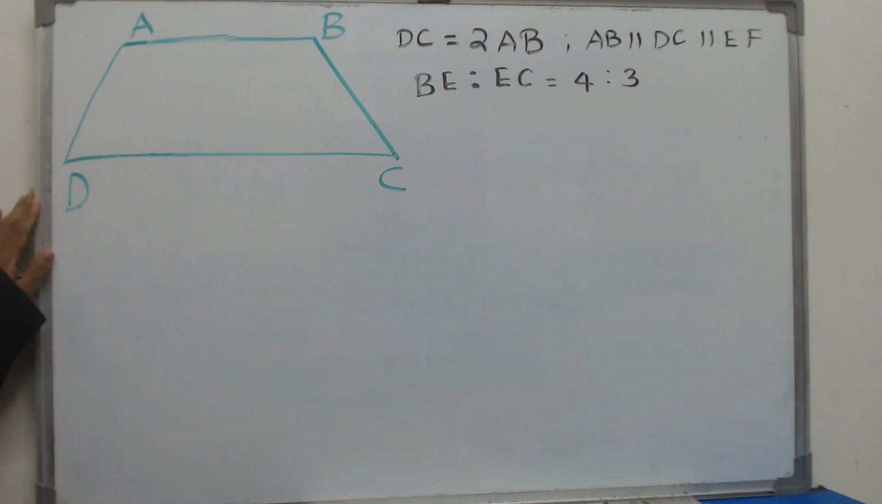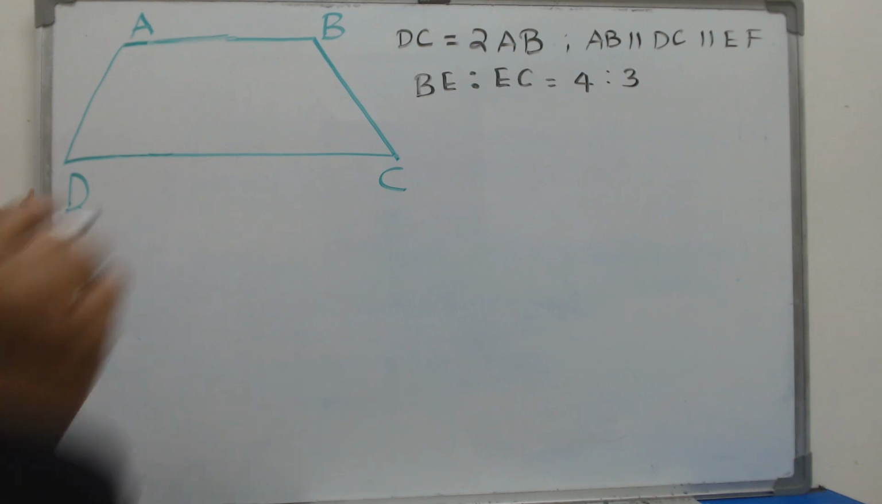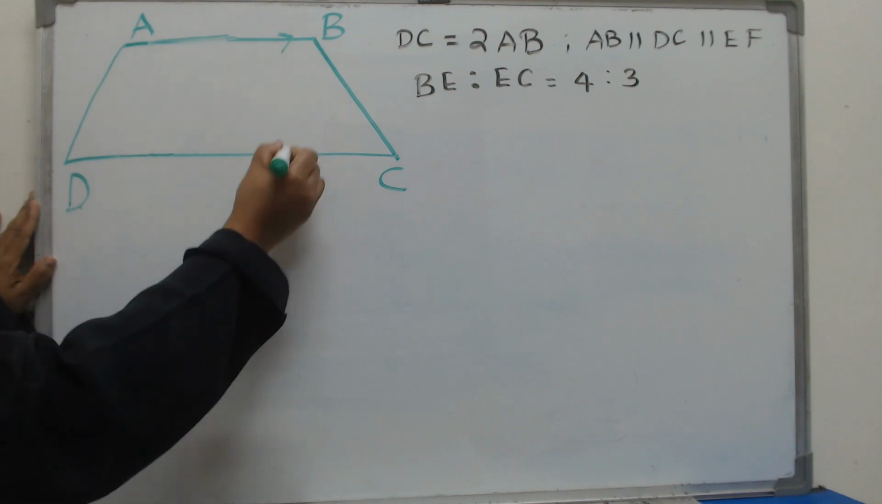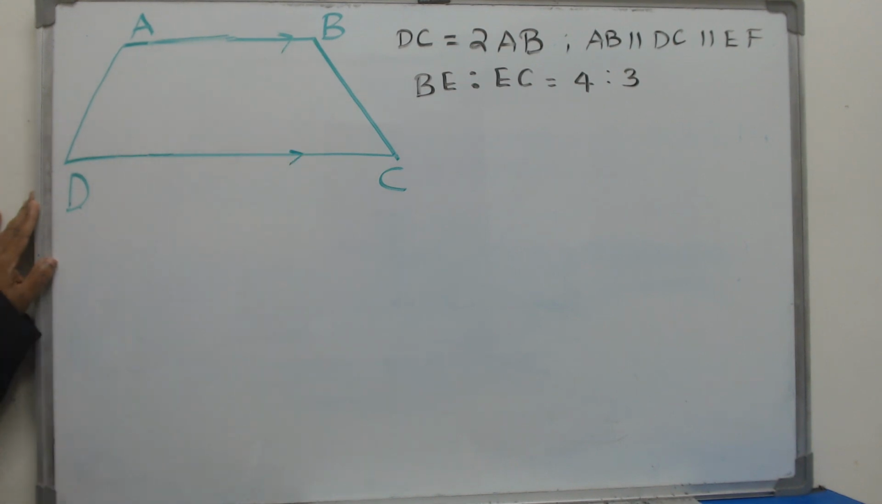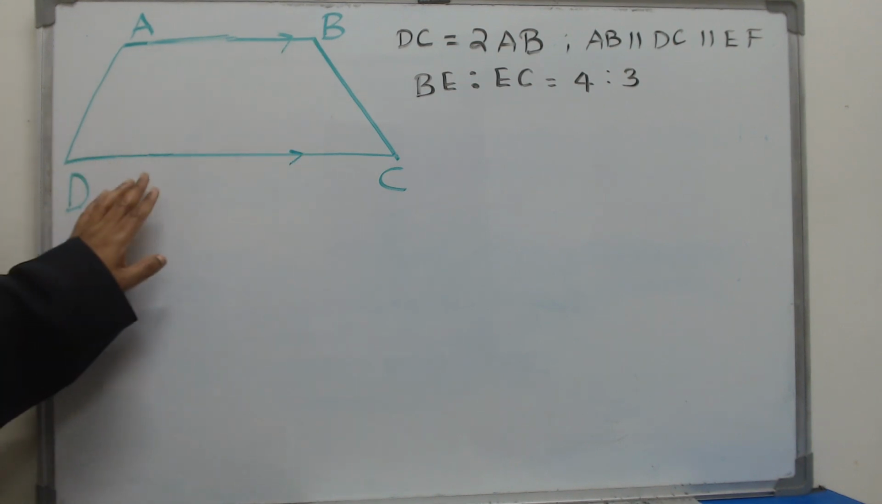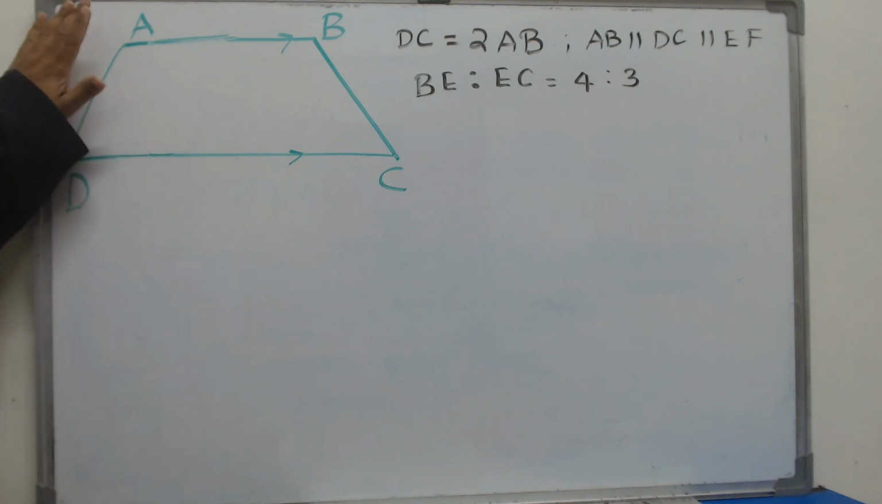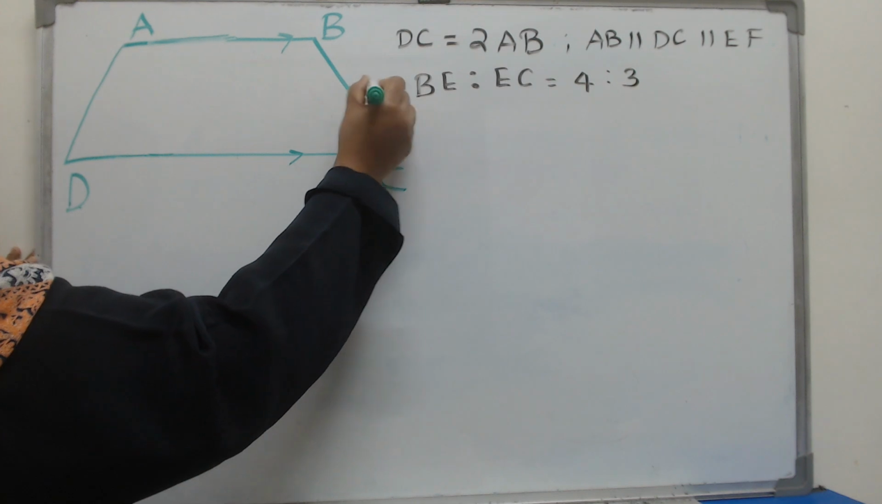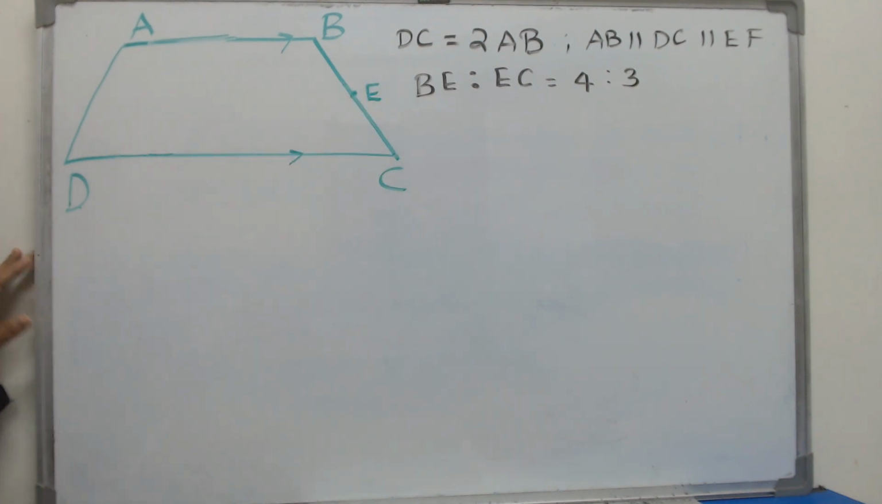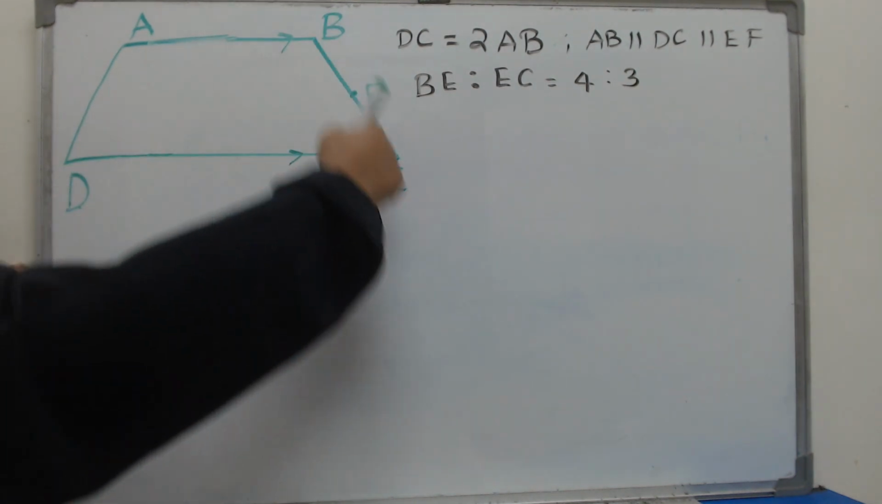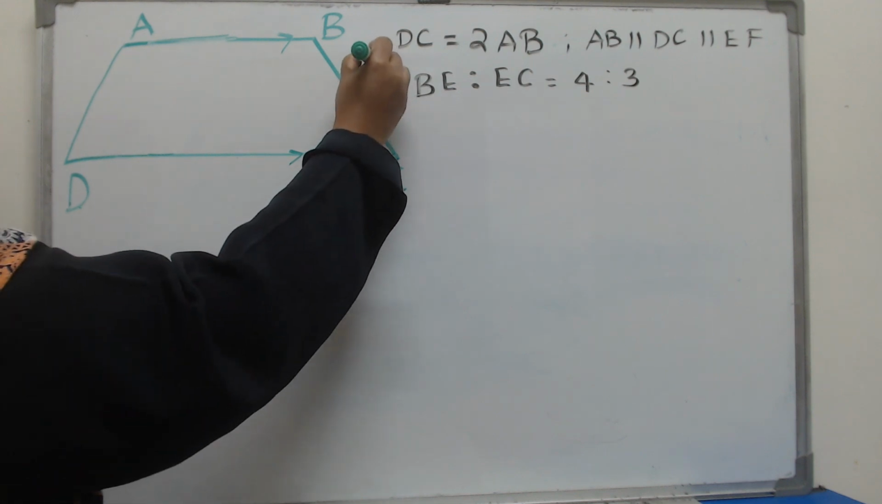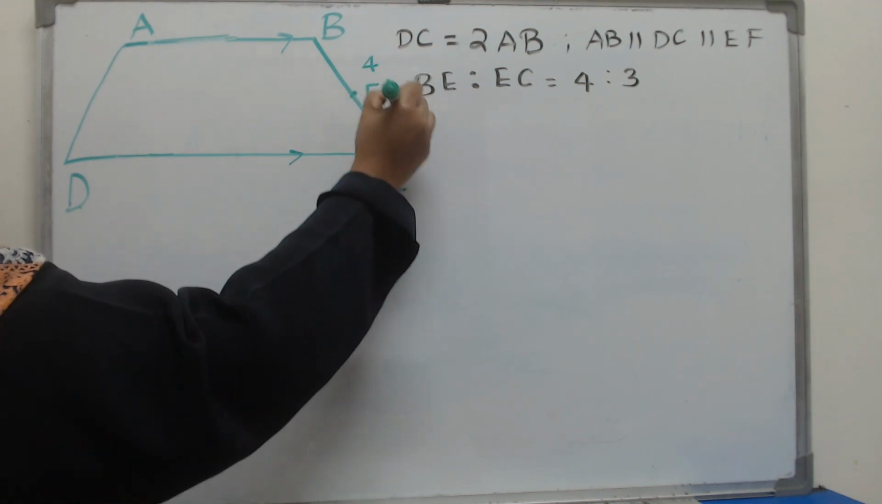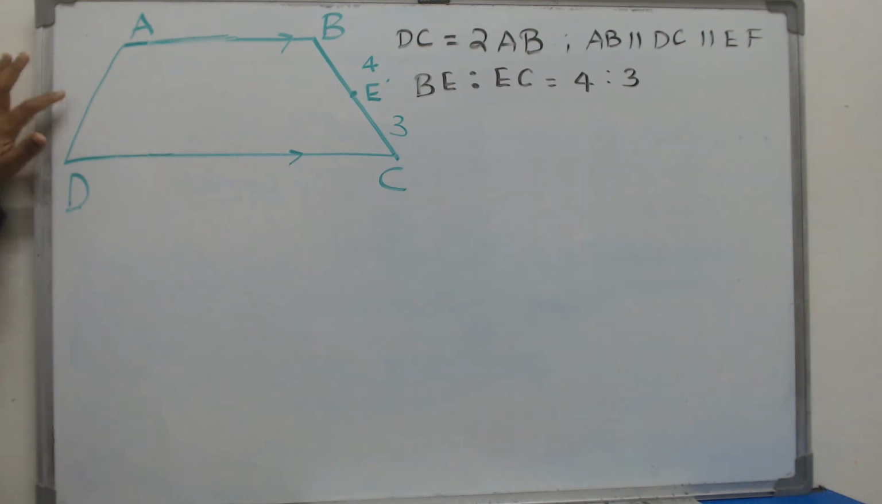We are given a trapezium ABCD such that AB and CD are parallel to one another, and CD is 2 times AB. And what else do we have? A point E here such that it divides the whole line AC in a ratio 4:3.